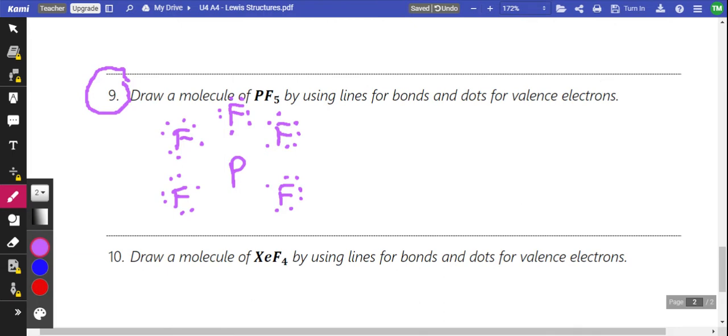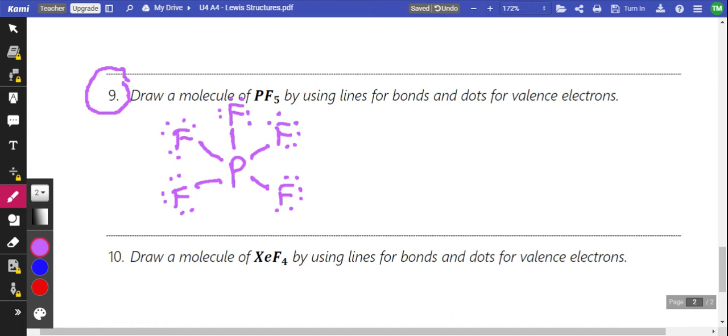Phosphorus, like nitrogen, has 5 valence electrons. I know they're all going to have to bond, so I'm going to kind of try and line these up with the fluorines. Let's draw some covalent bonds. There, and there, and there. That was kind of messy. And there, and there. Okay, so each fluorine goes from having 7 valence electrons to 8, which is great.